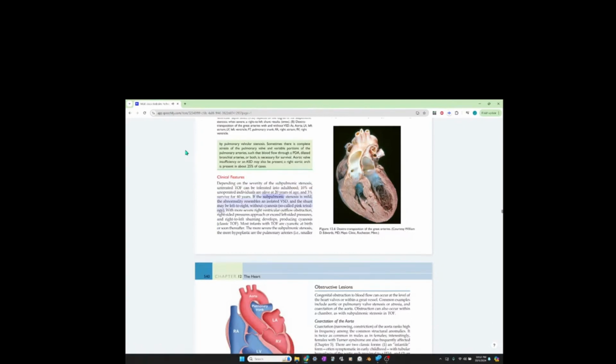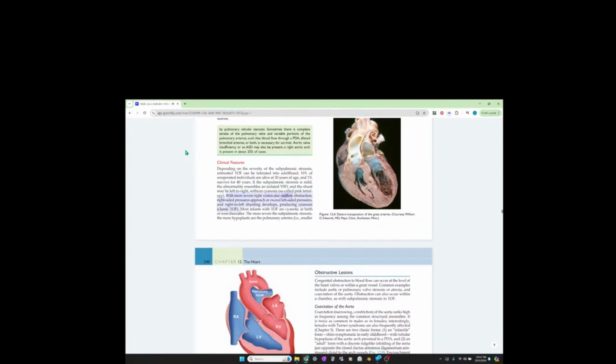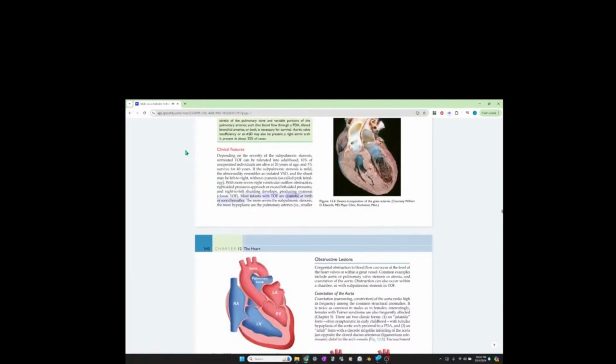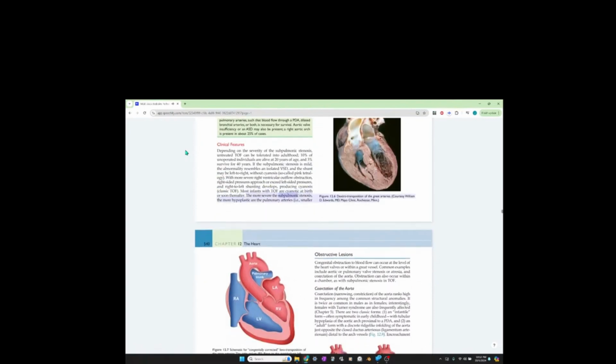If the subpulmonic stenosis is mild, the abnormality resembles an isolated VSD, and the shunt may be left-to-right, without cyanosis. With more severe right ventricular outflow obstruction, right-sided pressures approach or exceed left-sided pressures, and right-to-left shunting develops, producing cyanosis. Most infants with TOF are cyanotic at birth or soon thereafter. The more severe the subpulmonic stenosis, the more hypoplastic are the pulmonary arteries.